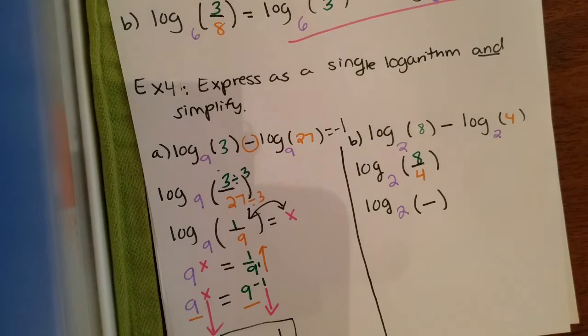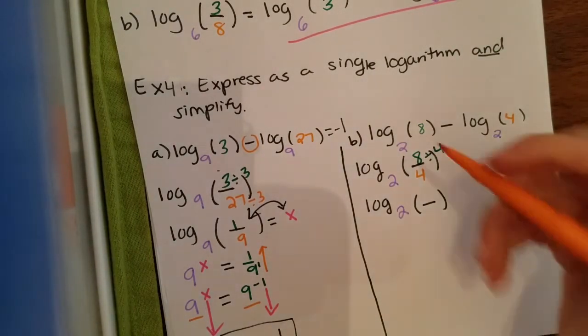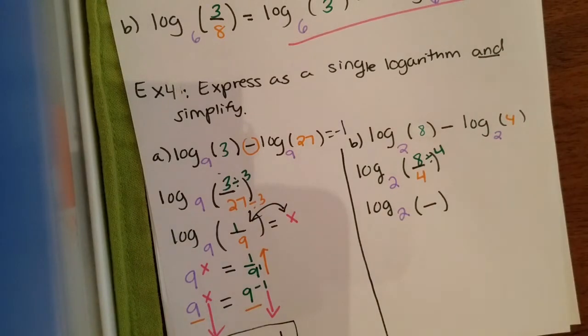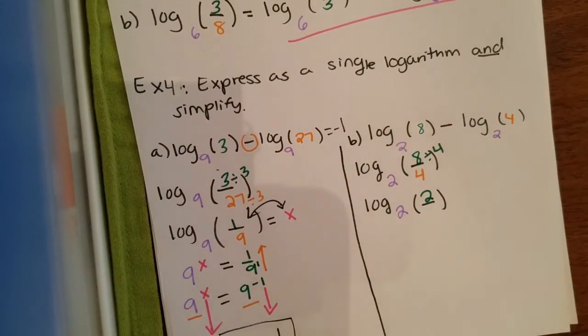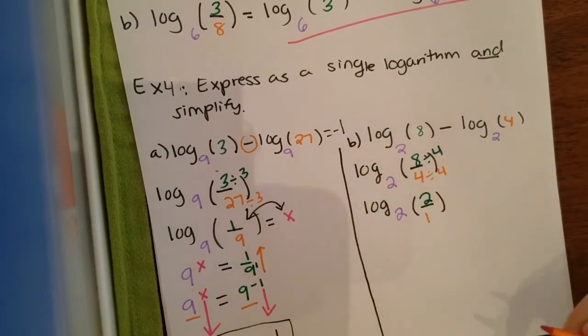So I'm going to divide each of these by 4. 8 divided by 4 is 2, and 4 divided by 4 is 1. So this is 2 over 1, which, you guys, is just 2. Okay, so technically that's just 2. Alright, and let's start solving.